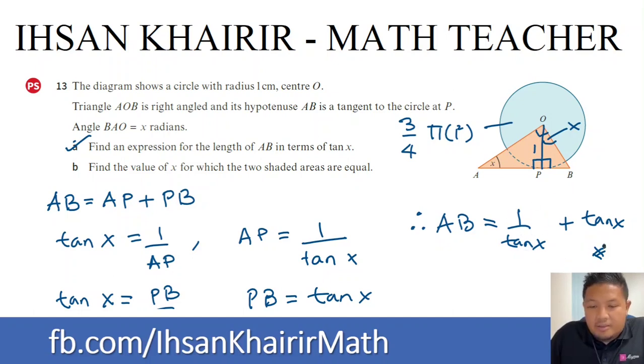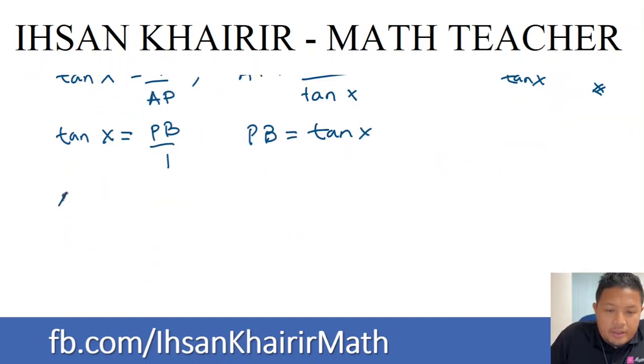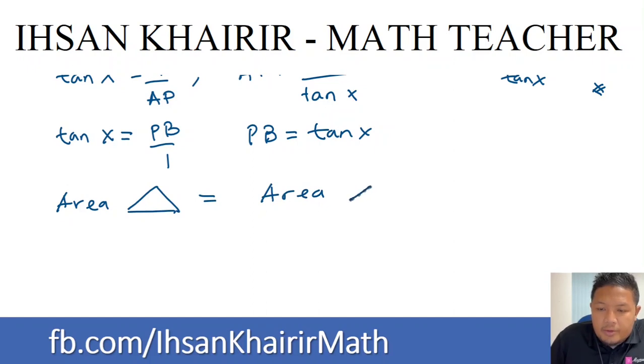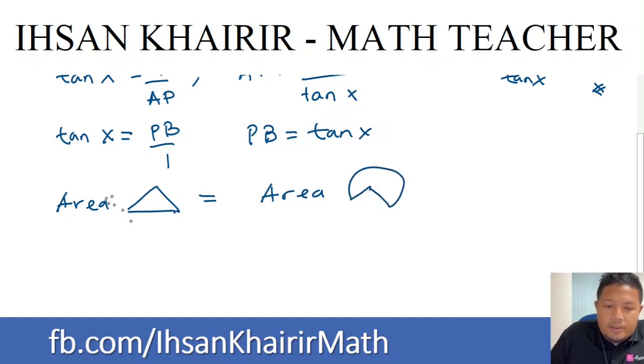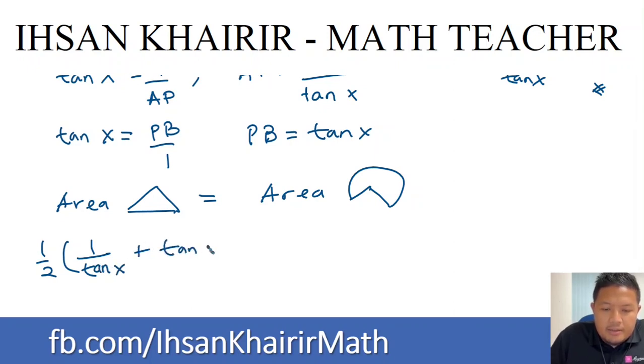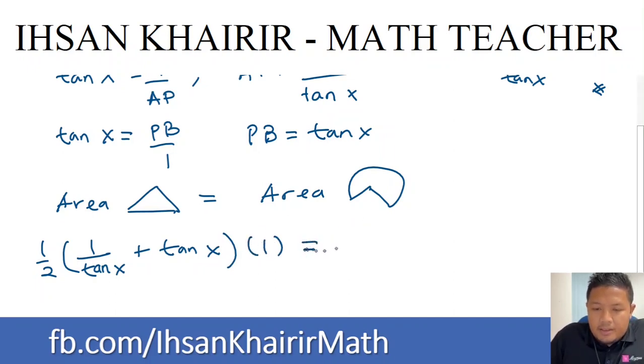And it's in terms of x, or tangent x really. So we can write now the area of the triangle. We want to say the area of the triangle is equal to the area of the 3/4 circle. The area of the triangle is half times the base, which is 1 over tangent x plus tangent x, times the height, which is 1. And this is equal to 3 over 4 pi.